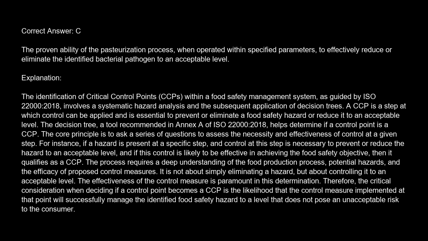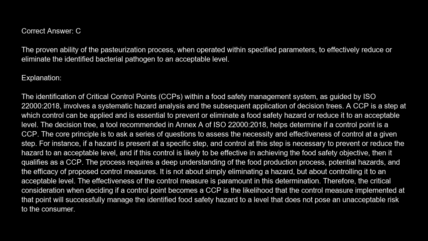The decision tree, a tool recommended in Annex of ISO 22000-2018, helps determine if a control point is a CCP. The core principle is to ask a series of questions to assess the necessity and effectiveness of control at a given step.